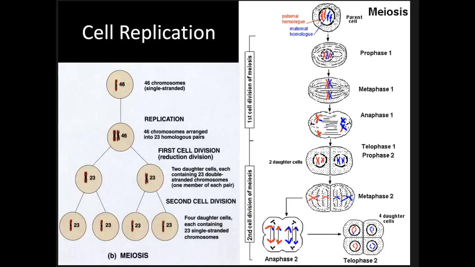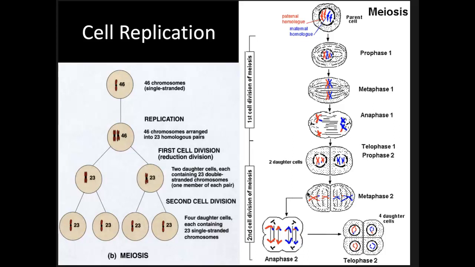We go through a duplication of the genetic material, and then we go through the double reduction process to go from 46 single-stranded chromosomes in a single cell to 4 daughter cells that each contain 23 single-stranded chromosomes. Okay, so for a quick overview of the whole process, you can look on the left-hand side of the screen, but for right now, I want you to focus on the right-hand side of the screen, because I'm going to point some things out to you that are really critical for the next couple of slides that we're going to talk about.